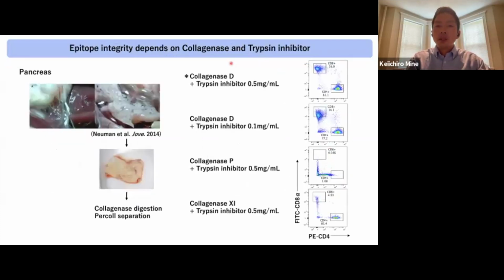We next focused on the immune cells. To analyze immune cells in the pancreas, collagenase solution was injected into the pancreas through the bile duct.